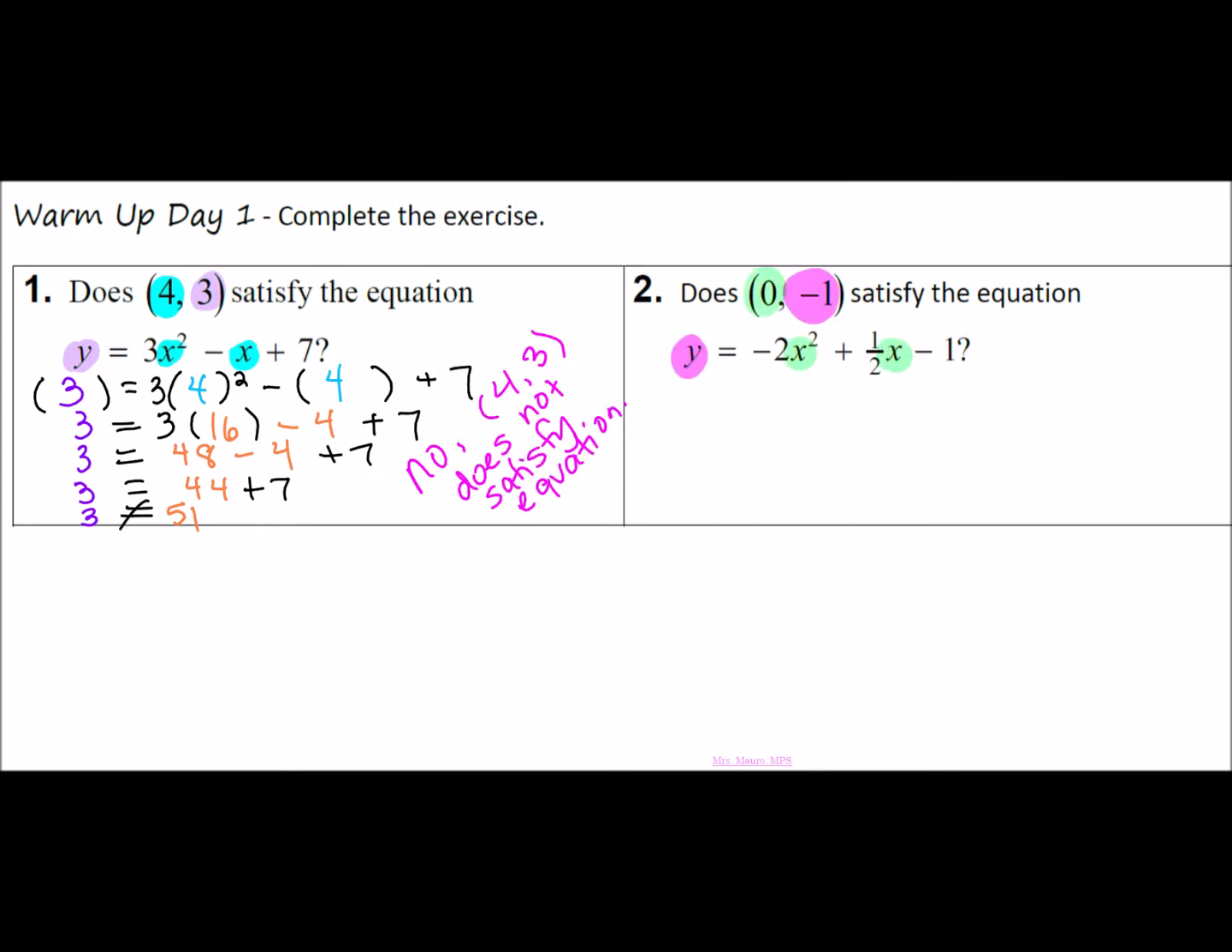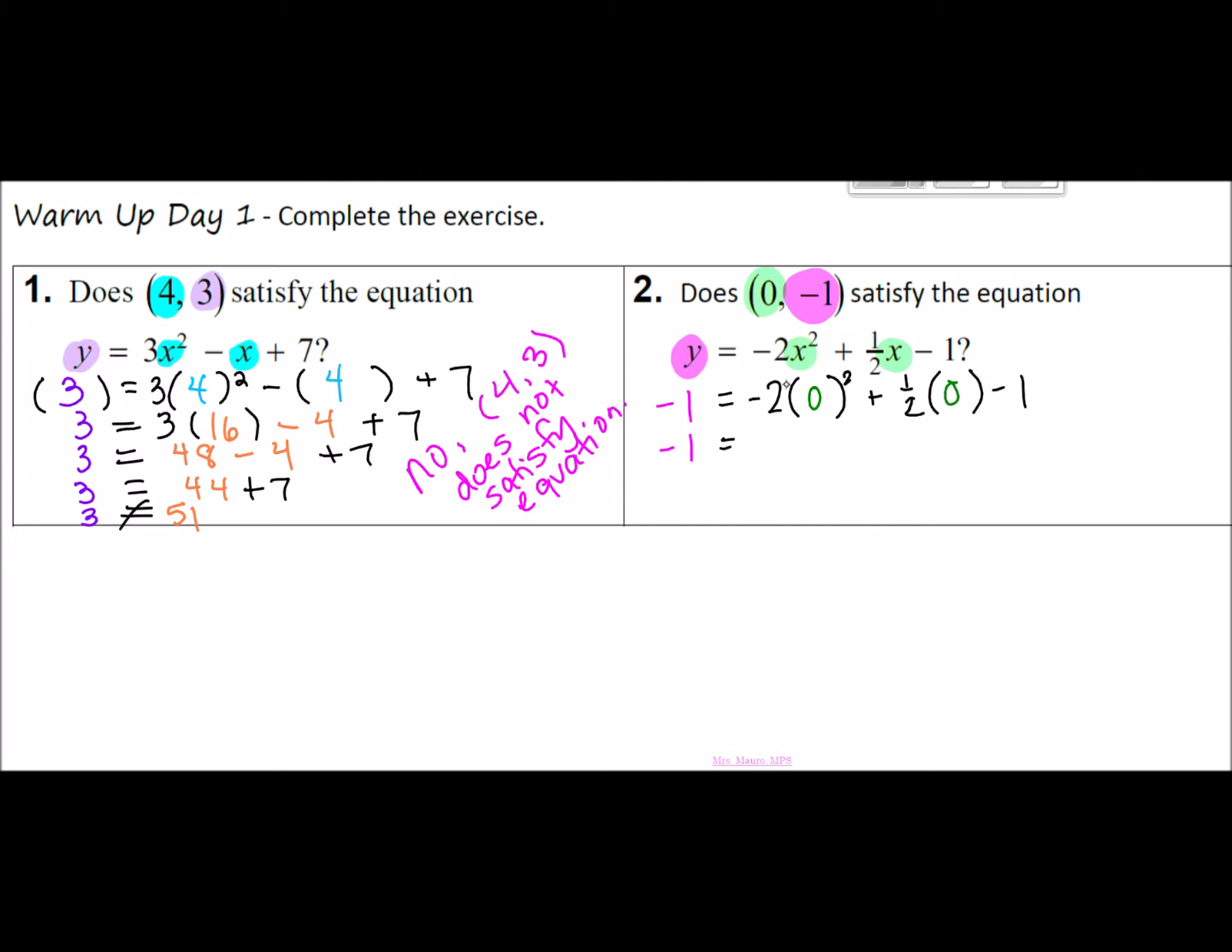And what we're going to look for is the -1 is going to go right here. And that's going to be equal to -2 times x, which is going to be a 0 in a bit, plus 1/2 times x, which is going to become a 0 in just a bit, minus 1. So all I've done is substitute. And let me plug in the 0 in here. Well, what's anything times 0? Hopefully you remember that it is 0. So this is going to stay as it is.